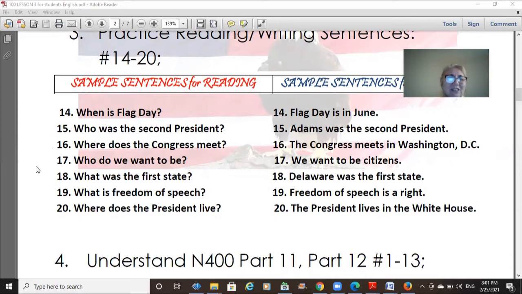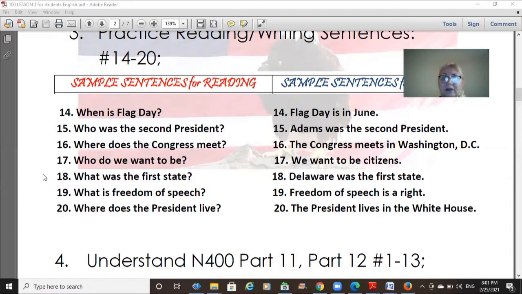Number 17 for reading, who do we want to be? Number 17 for writing, we want to be citizens. Number 18 for reading, what was the first state? Number 18 for writing, Delaware was the first state.